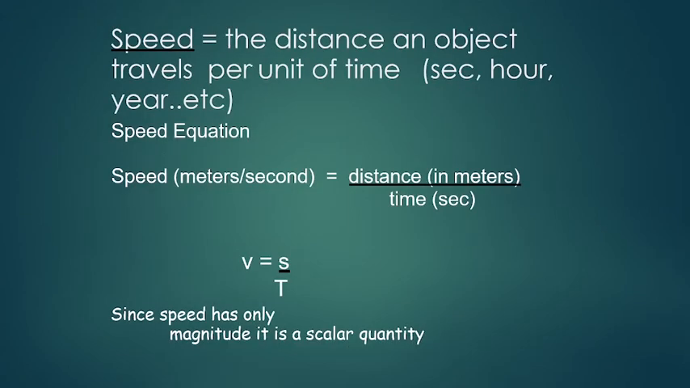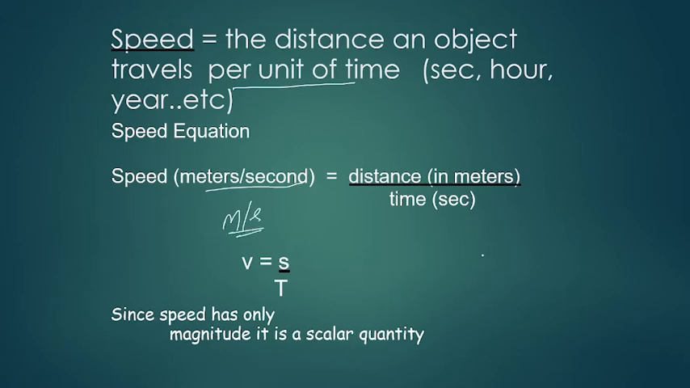Now, what is speed? Speed is the distance an object travels per unit time. Speed is distance per unit time, or distance traveled by an object per unit time. Speed is measured in meters per second.